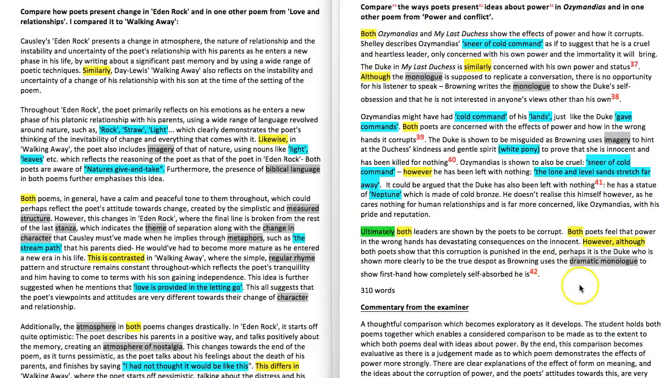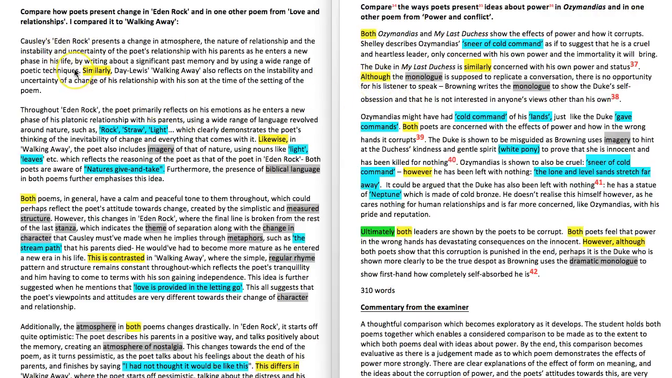The final point you'll notice about the structure is that the examiners don't want you to write all about one poem first and then write about the second poem comparing backwards. Instead, what they're recommending is that you make a point about one poem and then in the same paragraph you make a similarity and a difference with the next. And that's exactly what Elena has done.